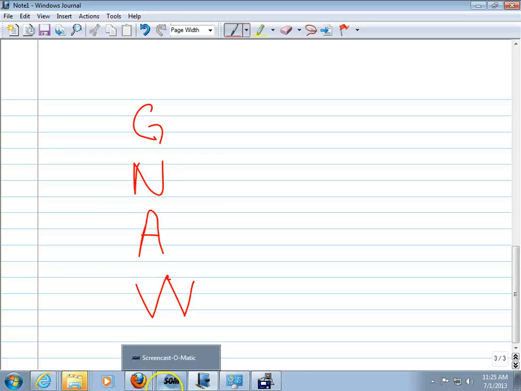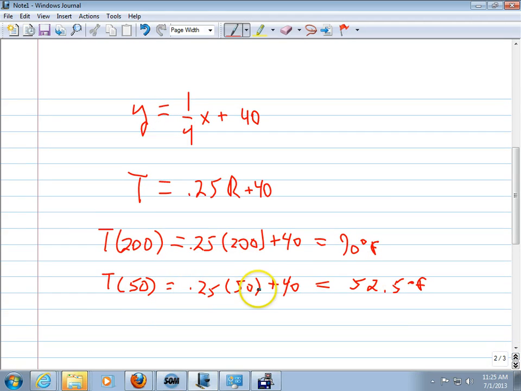Like this answer. How would you verbalize this answer? When you plug in 200, you got 90. Give me a sentence. Write that in English. If the chirp rate is 200 chirps per minute, then the temperature outside is around 90 degrees Fahrenheit.